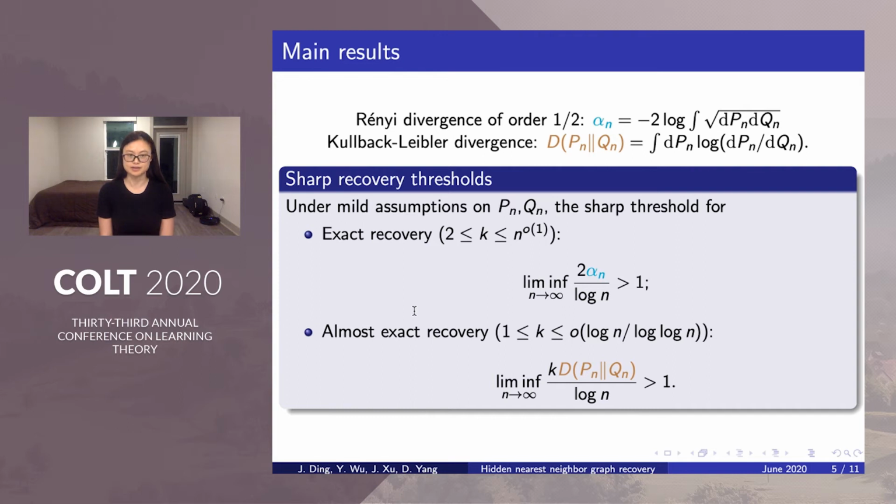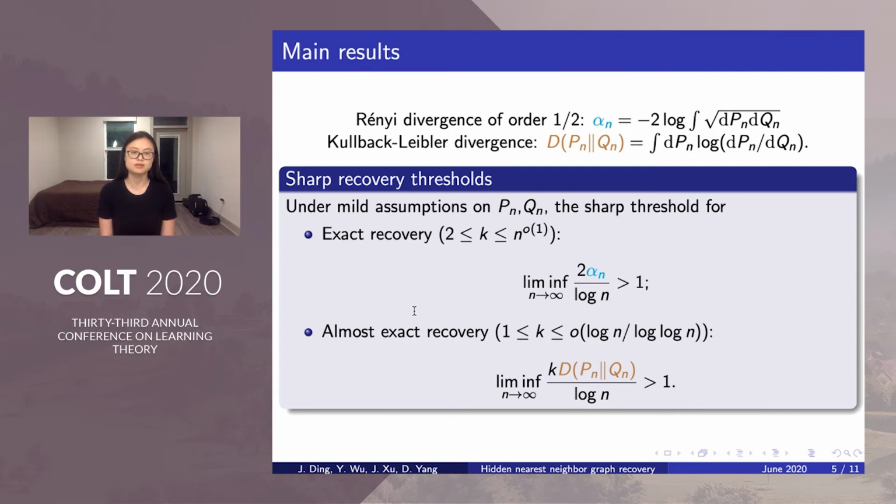This is our main result. Under mild assumptions on P_n and Q_n, we show that for all k ranging from 2 to n to the little o(1), exact recovery is possible if and only if the Rényi divergence of order 1/2 between P_n and Q_n reaches a certain threshold. And for all k ranging from 1 to little o of log n over log log n, we show that almost exact recovery is possible if and only if the KL divergence from P_n to Q_n is above a certain threshold.